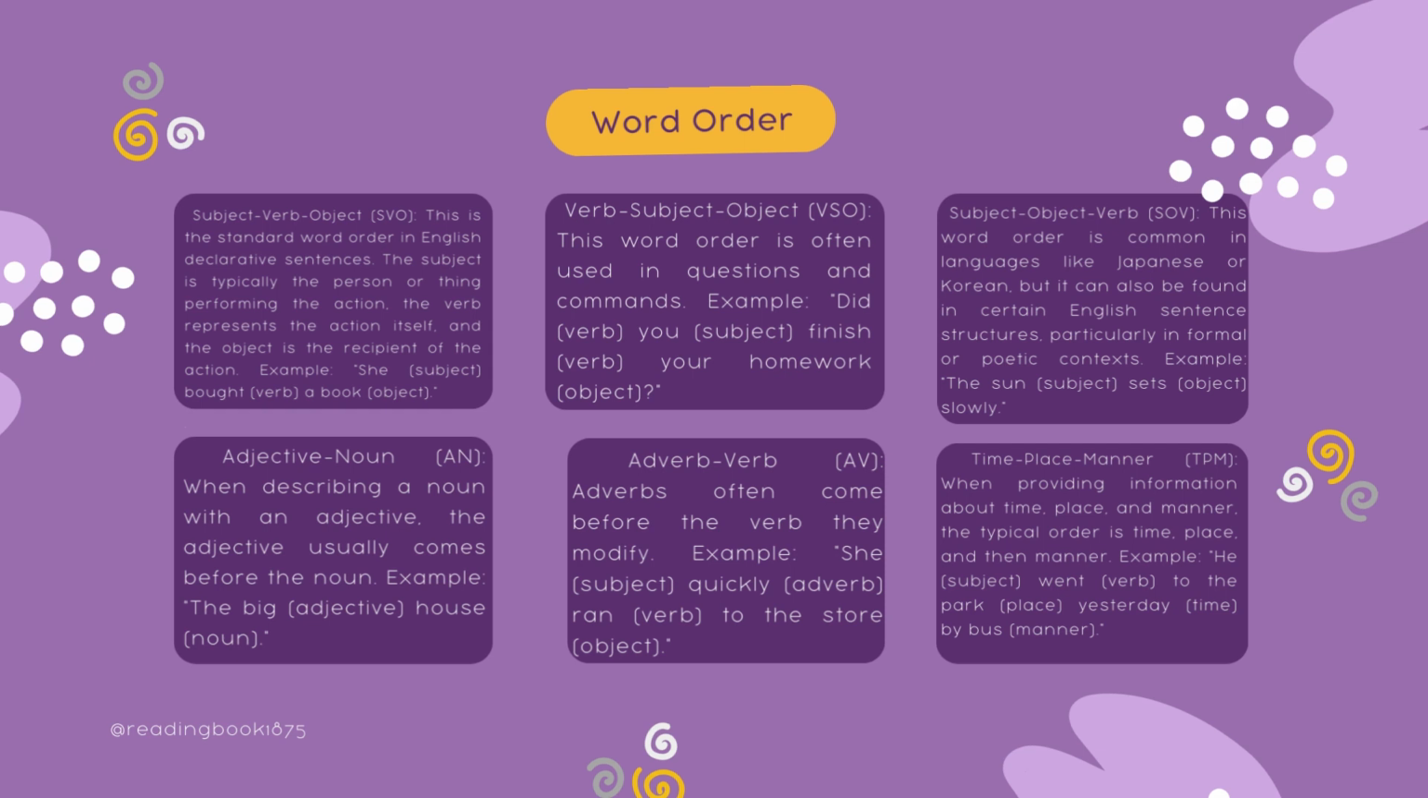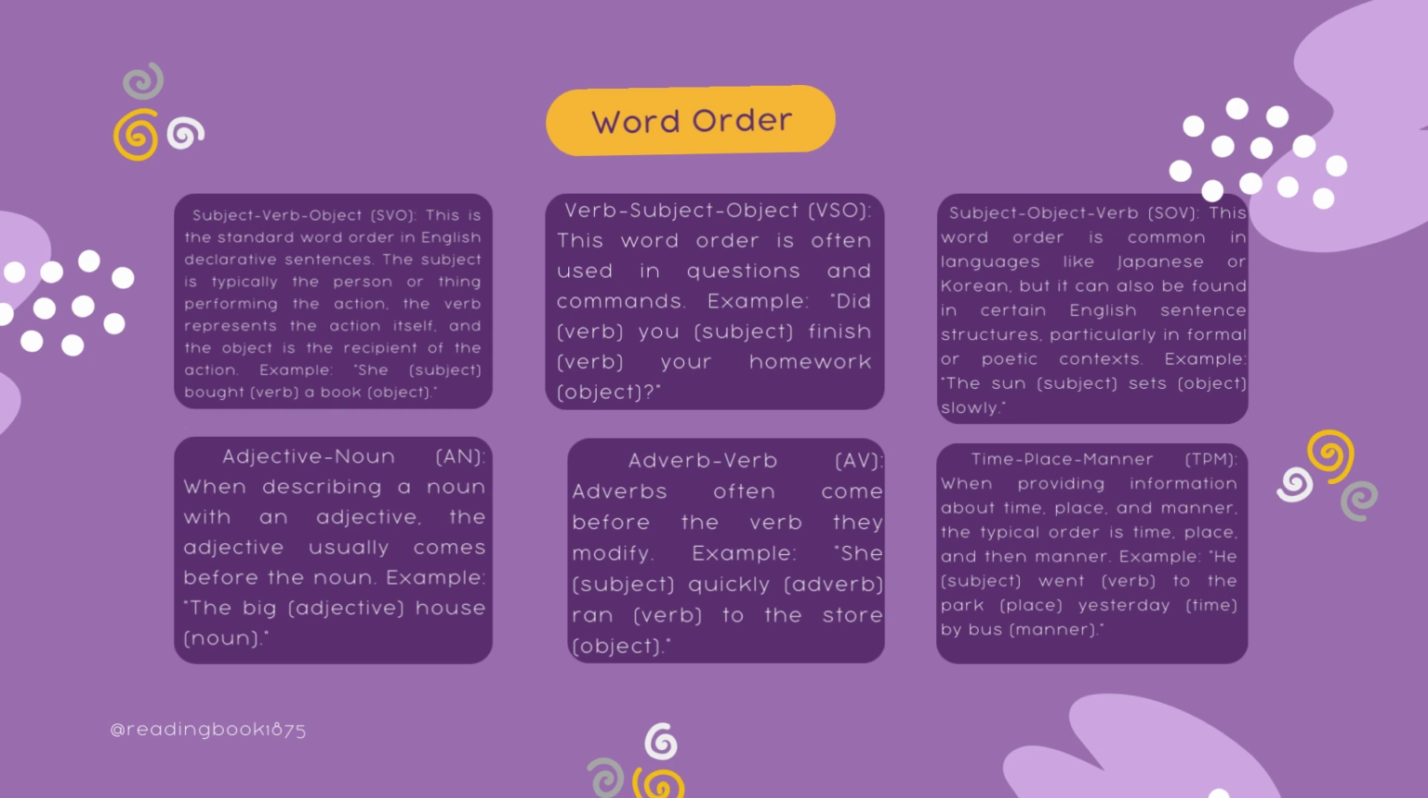The subject is typically the person or thing performing the action, the verb represents the action itself, and the object is the recipient of the action. Example: She (subject) bought (verb) a book (object). 2. Verb-subject-object, VSO. This word order is often used in questions and commands. Example: Did (verb) you (subject) finish (verb) your homework (object)?